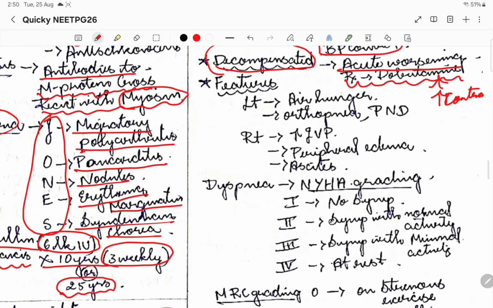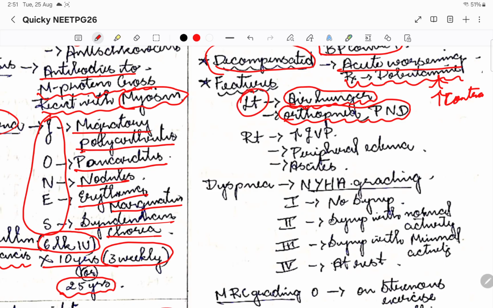And I told you there is also another classification, that is left heart failure and right heart failure. In left heart failure, the patient will present with air hunger, orthopnea and PND. Here, as the heart is not able to pump out all the blood, the blood keeps pooling back, and all the blood coming from the pulmonary veins will stay in the lungs itself. That will cause pulmonary edema, which will lead to orthopnea and PND. So this is the feature with respect to left heart failure.